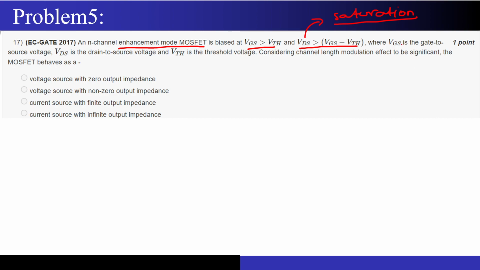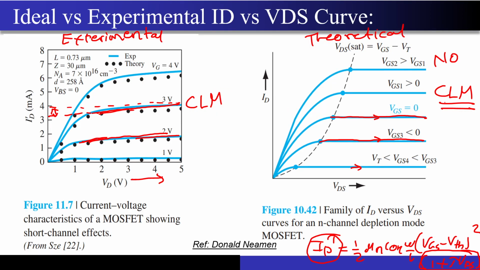Here they have just highlighted what VGS, VDS and VTH are, right? Considering the channel length modulation effect to be significant, the MOSFET behaves as, and now they are asking whether it behaves as a voltage source or a current source. Now I will take the help of this diagram on the left side, right? If I draw the line and look at the region on the right, only this region is of interest to us, right? I don't want to look at this region, correct? I don't want to look at this region.